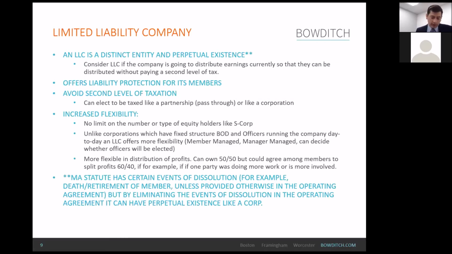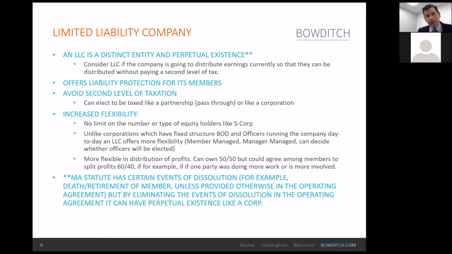LLCs, like S corps, allow you to avoid that second level of taxation, so it's a pass-through entity, which again means the funds that flow in are going to be accounted for on your personal income taxes at the time that you file them. Each member would be given a K-1 for the income they're going to be responsible for paying taxes on. The benefit of the LLC is this increased flexibility. So there's no limit on the number or type of equity holders like in an S corp. So they both give that same pass-through treatment.